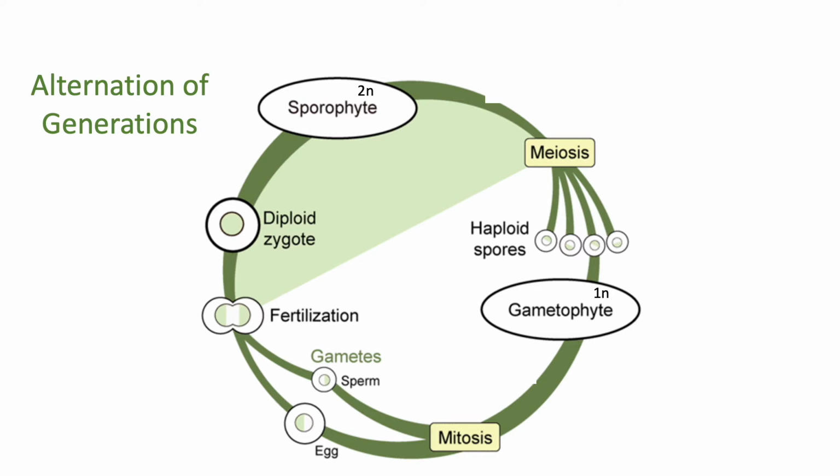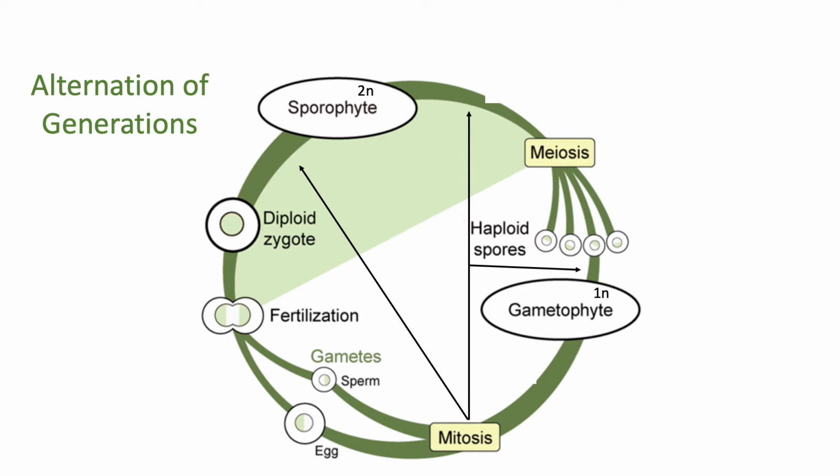Now, during each stage and in between each stage, there are two parts that are very distinct. Meiosis only occurs after the sporophyte, when it's turning into the haploid spores. And fertilization only happens after the gametophyte has produced the gametes of the sperm and the egg. Mitosis, however, can occur at any point that you have replication of cells in the growing of an organism.